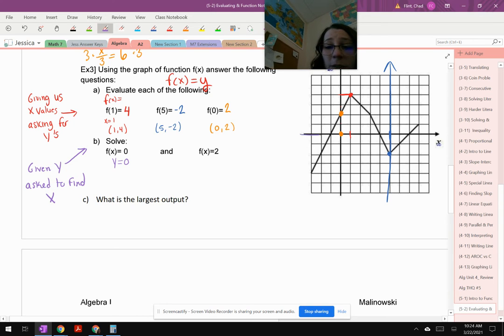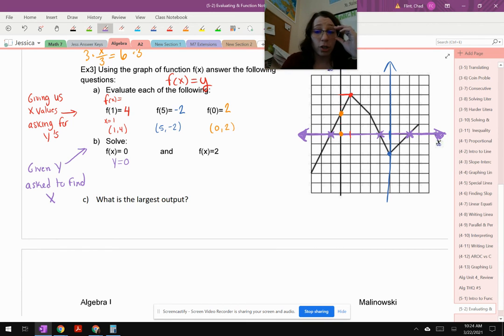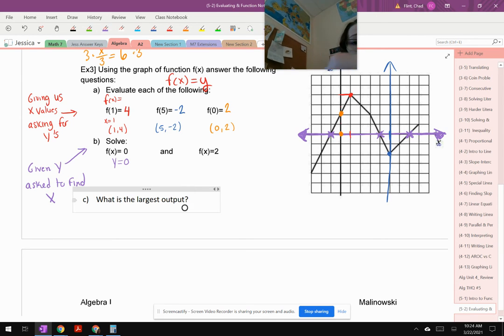So y equals 0 is across the y-axis, this purple line right here. So where does my graph touch that? Well, once right here, once right there, and once right there. So just like we can have equations that have multiple solutions, this equation is going to have multiple solutions. There's 3 different x values that make the y value be 0. And I'm just going to list all of them.